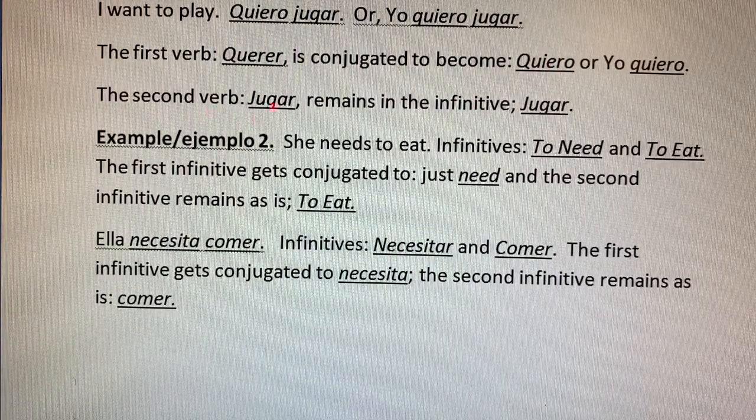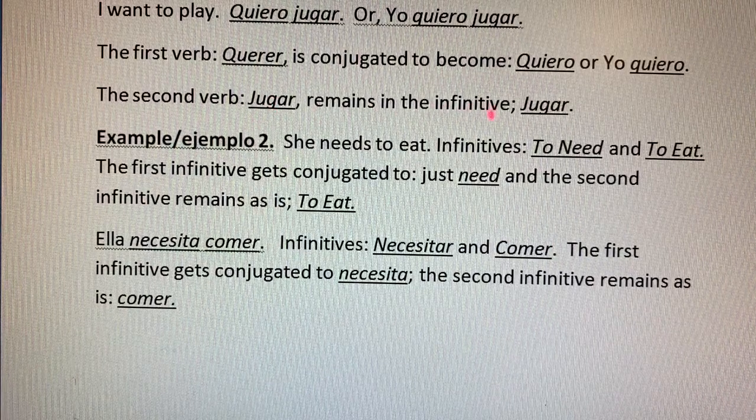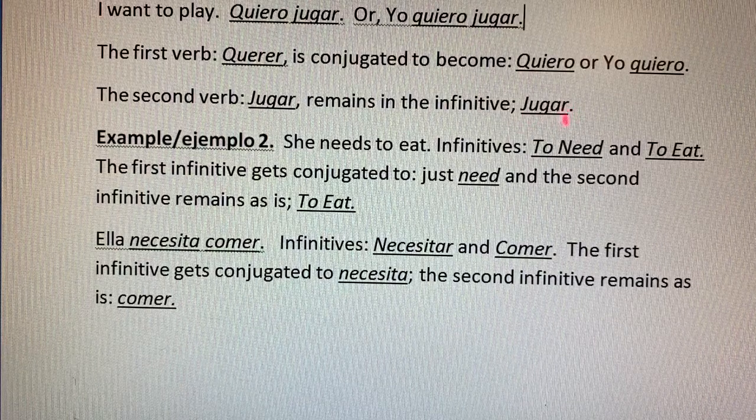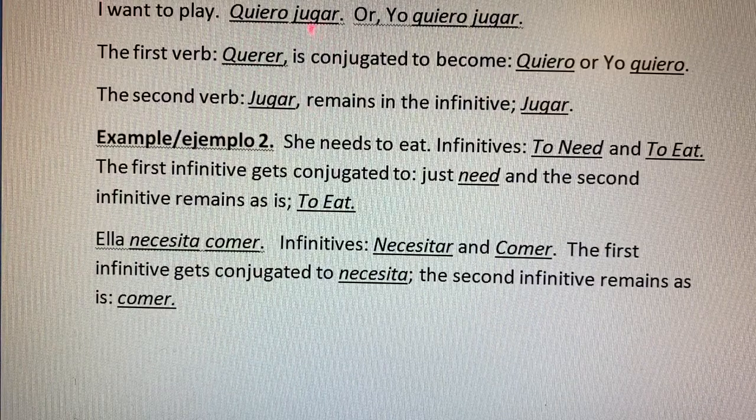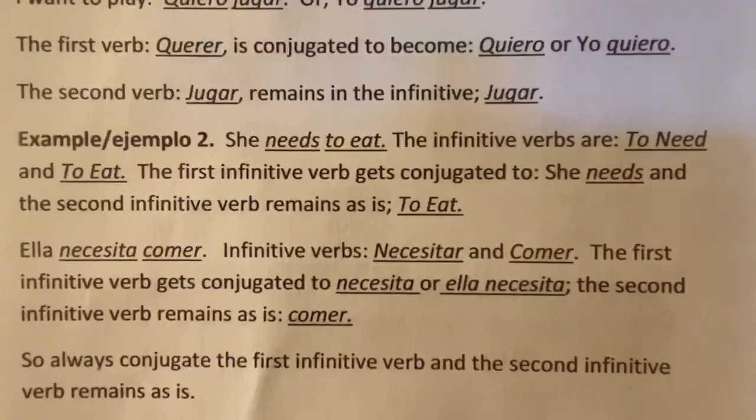The second verb, jugar, remains in the infinitive, just jugar, meaning to play. So it's going to be quiero jugar. That's two verbs together, or yo quiero jugar. Okay.